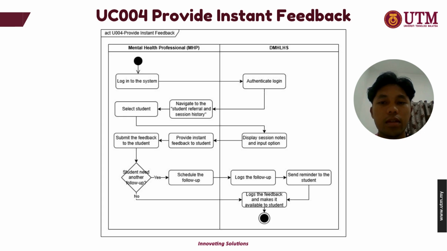This is the activity diagram for use case 4. First of all, the mental health professional will log into the system and navigate to the student referral and session history. Then, the mental health professional will select the student that they want to give feedback, and then they provide instant feedback to student and submit the feedback to the student. If the student needs another follow-up, they will schedule the new follow-up and set a reminder to the student. Then the system will log the feedback and make it available to student.